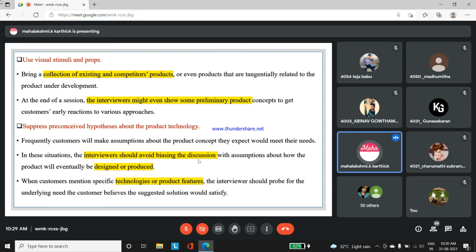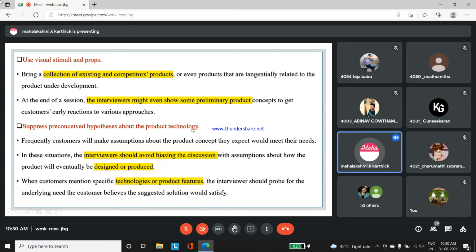The way you say it should not affect the conversation with assumptions about how the product will eventually be designed and produced. Overall, you have to give the customer an idea, as they imagine, that the design will be like that. So how much knowledge you have to gain about the product is in the hands of the interviewers. So suppress preconceived hypotheses about the product technology.